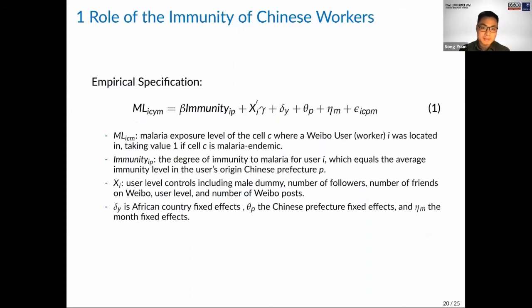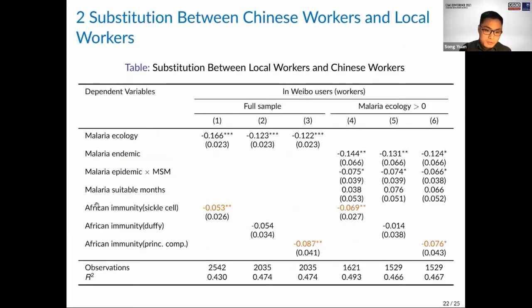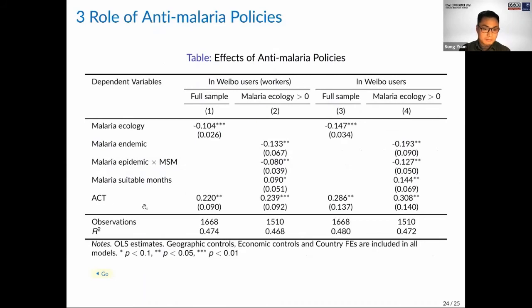So the first one is the role of the immunity of Chinese workers. What we do is link the malaria risk of his or her position in Africa to his or her own immunity level. The independent variable is a bunch of immunity measures of the Chinese worker, right? And the dependent variable is the risk level of the location in Africa. And we found that there is a positive correlation: if he has higher immunity to malaria, then he's more likely to go to a risky place. And we also include the immunity of the African people, and we found that if people have a higher immunity level to malaria, then there are fewer Chinese workers, so they substitute Chinese workers with African people. The last is the therapy availability in a place, which also increases the Chinese workers there.